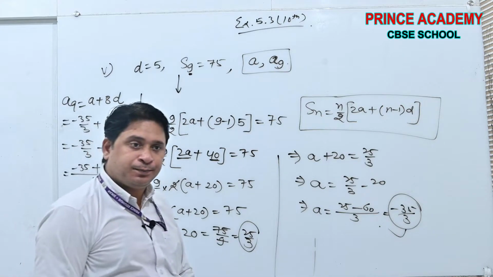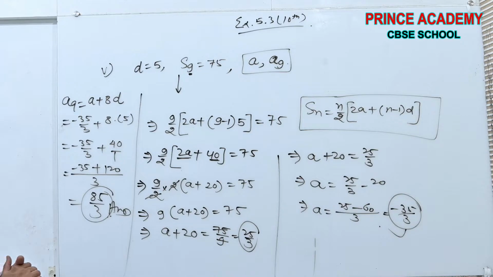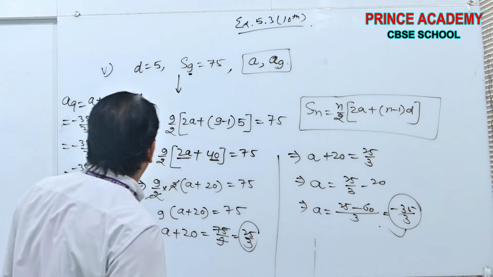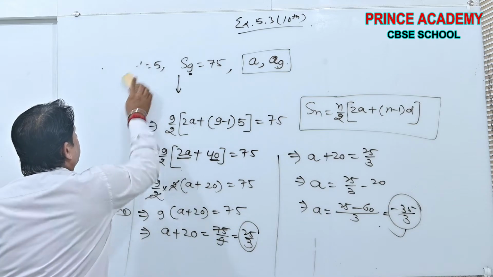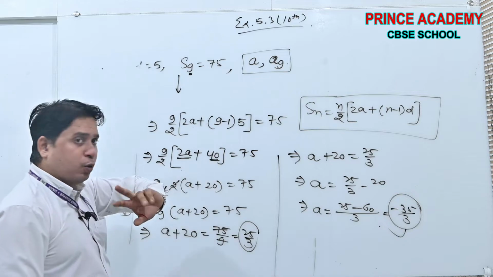Done, beta? Okay, 85 by 3. Done. Should I rough it? Any calculation mistake is not there, na? You have to check, don't worry.